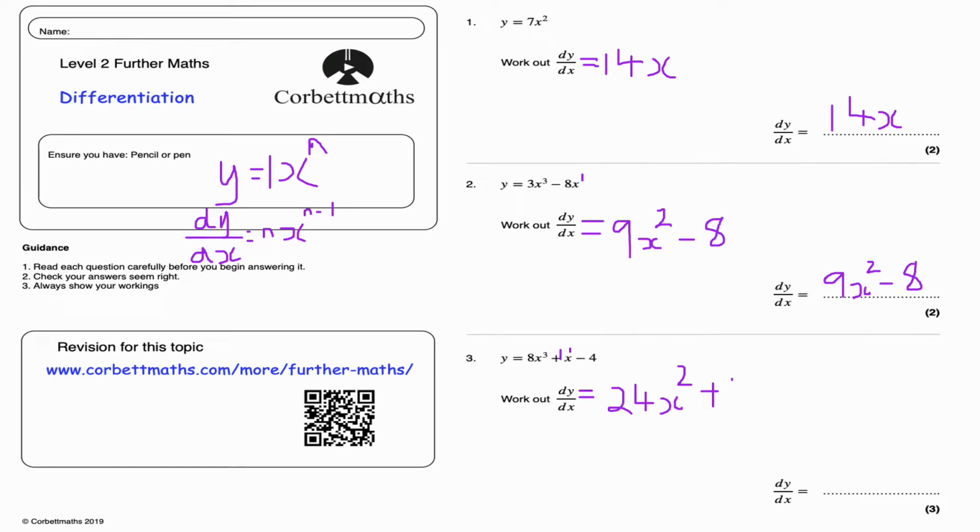And then differentiating a constant in maths just goes to 0, so differentiating negative 4 goes to 0. So the final answer is 24x squared plus 1, or 1 plus 24x squared, either convention is fine.